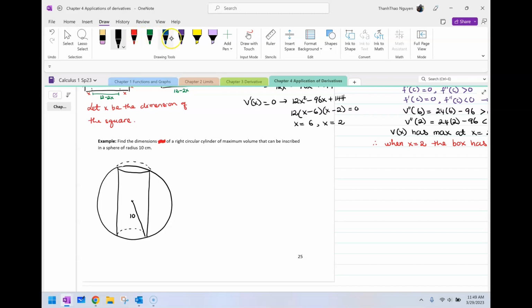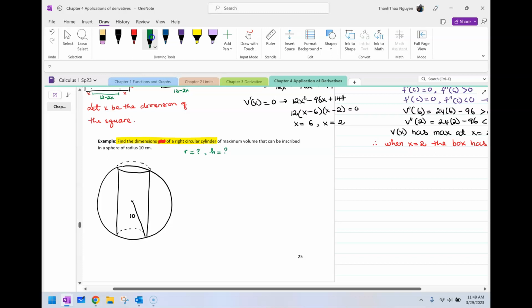What is it that we need to find? We want to find the dimension of the right circular cylinder, which means we need to find what is r and what is the height of the cylinder. So here, this distance here, we want to find what is r and what is h.